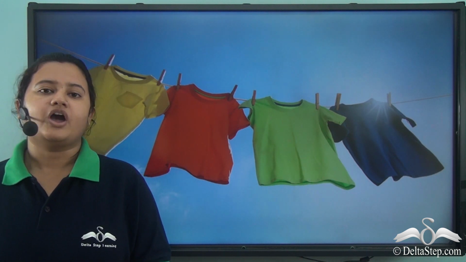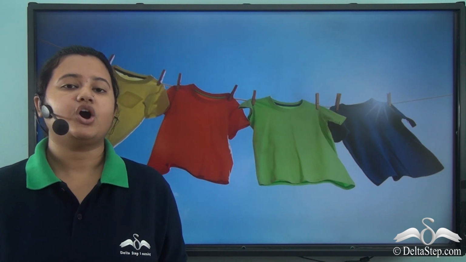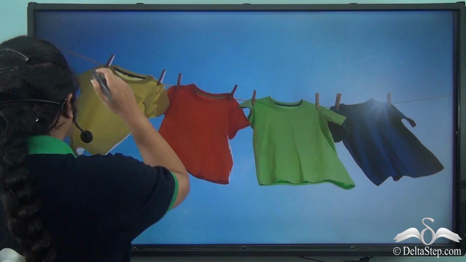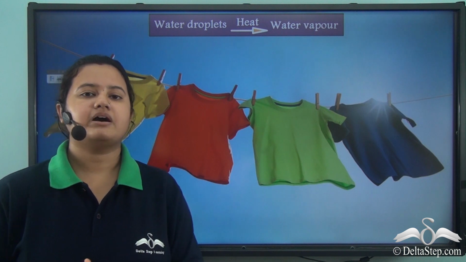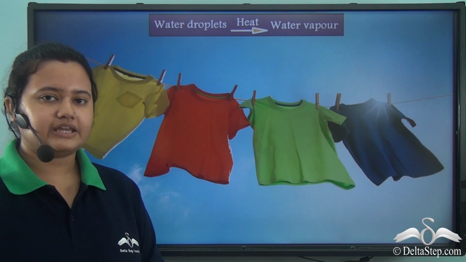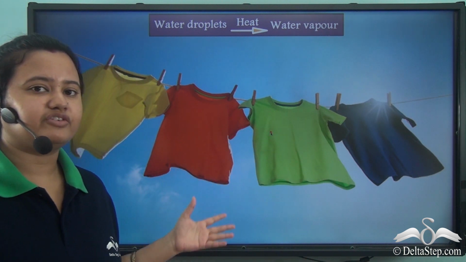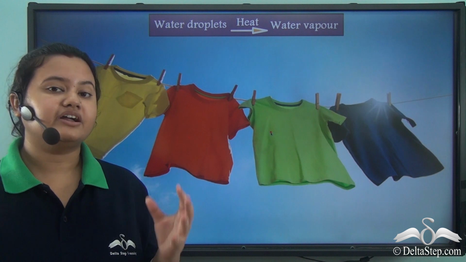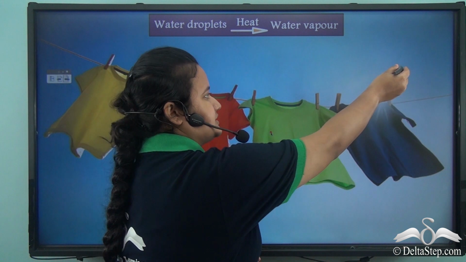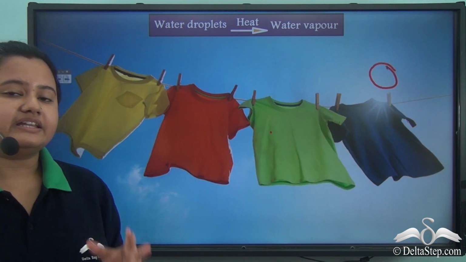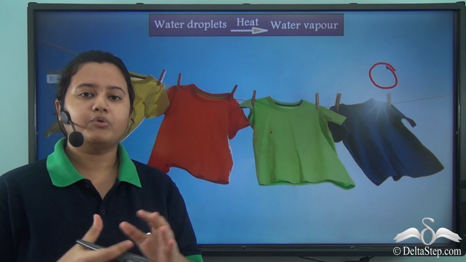Have you ever wondered why the clothes dry when you hang them outside on a bright sunny day? The clothes dry automatically because the water droplets present on the surface of these clothes convert into water vapor on absorbing the sun's heat. And this water vapor then gets mixed with air molecules.